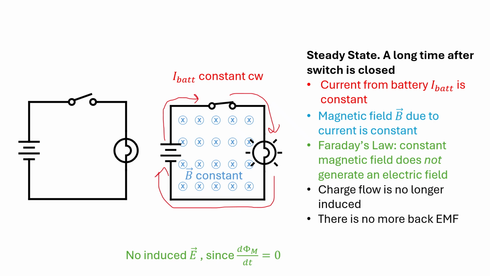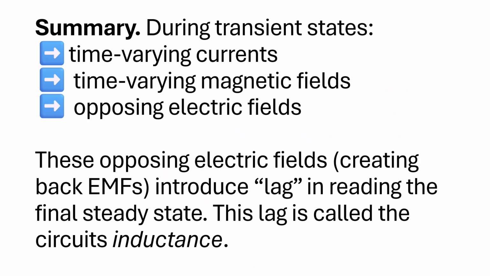In the steady state, that's only a transient state phenomenon. So here's the summary. During transient states, but only during transient states, you get these time-varying currents. These time-varying currents create time-varying magnetic fields. And we know that time-varying magnetic fields create electric fields that oppose the change.